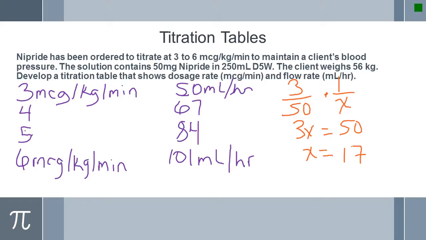I hope this helps you understand how to run titration tables.